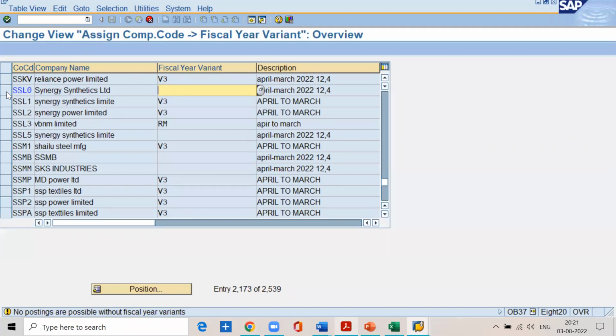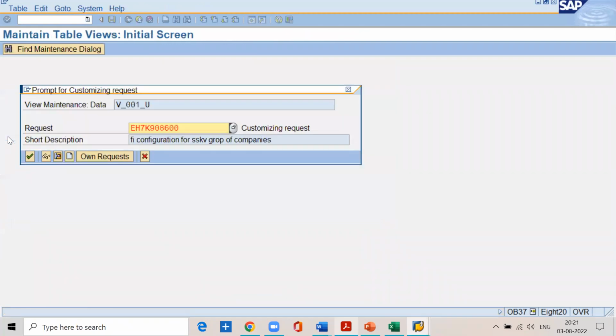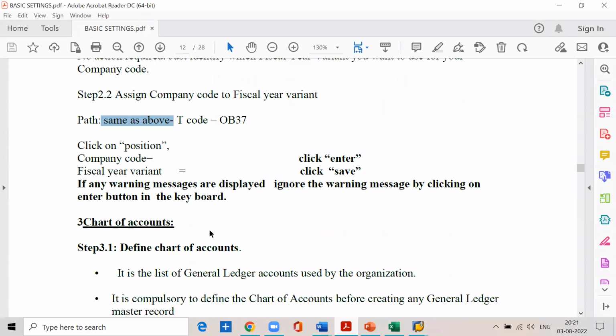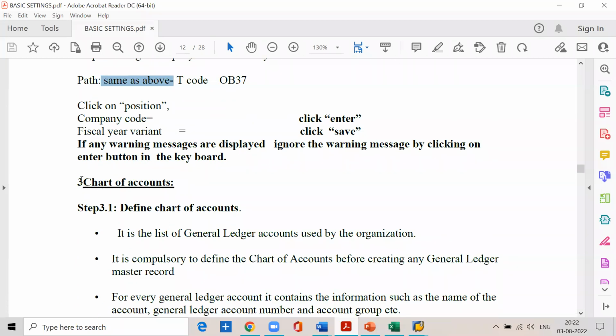To ignore warning message, what you have to do? You have to click on enter button. Now it is giving the warning message regarding this other company code. Again, click on enter. Whenever you get any warning messages, just click on enter. When you get this request box, click on enter. Data was saved. This is called OK message. So this is the concept of fiscal year variant, right? Chart of accounts, we will see in tomorrow's class.